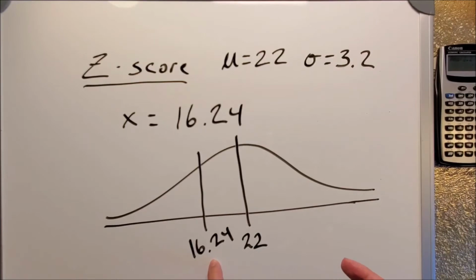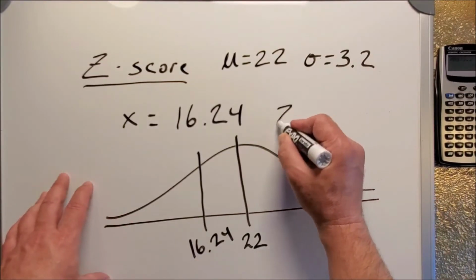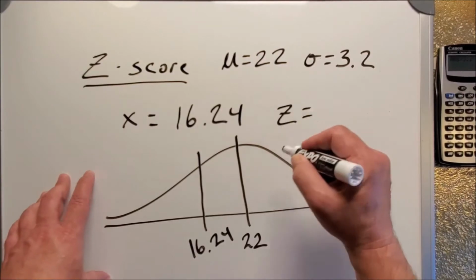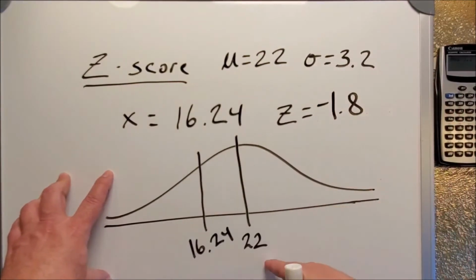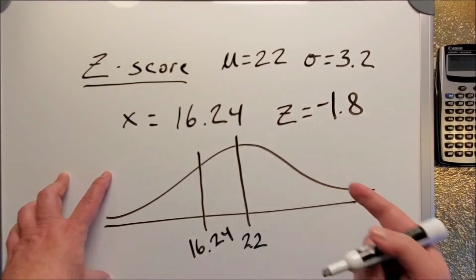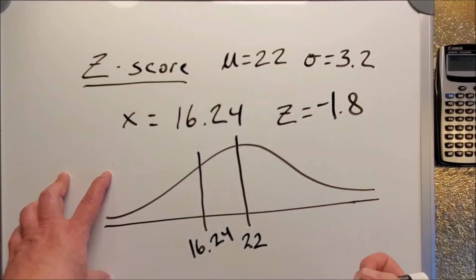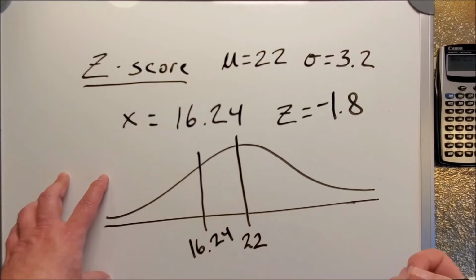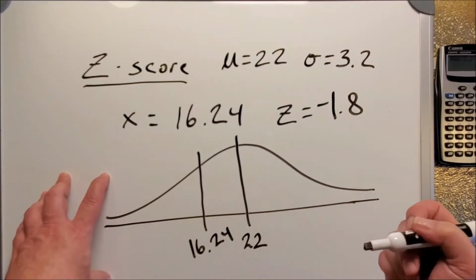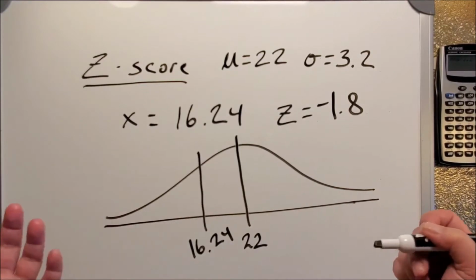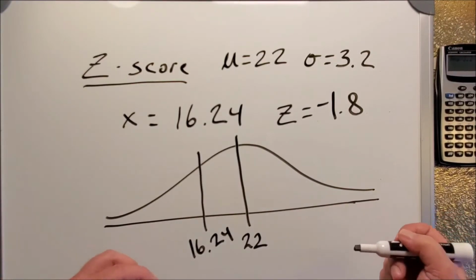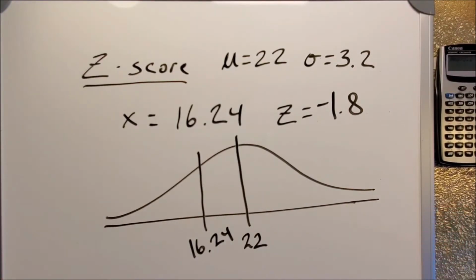So even though 16.24 is a positive number, the z-score of that is negative because it's to the left of, or less than, the mean. Okay, I hope that makes sense. Next, we're going to take a look at the Z-table. You're going to find this online or in any statistics textbook, and we're going to take a look at how to read it. So that's coming up next.